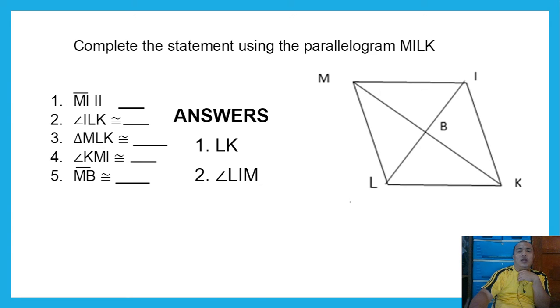Number 3, angle MLK is congruent to angle KIM. Opposite angles are congruent in a parallelogram. Number 4, angle KMI is congruent to angle MKL. And last, number 5, segment MB is congruent to segment KB or BK.